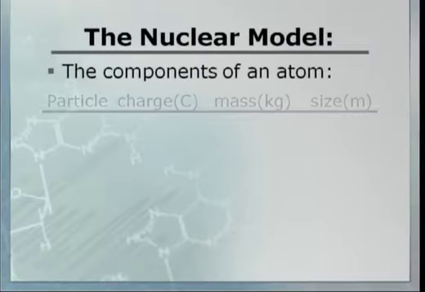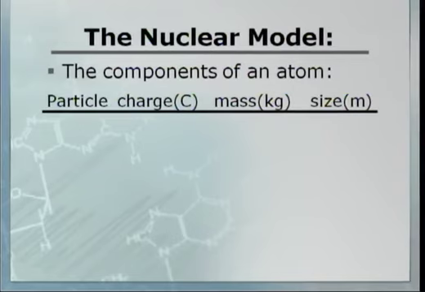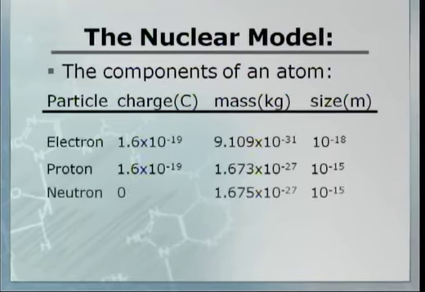All right, so with that, we can now look at the nuclear model in terms of the components of an atom, and this is what it would look like. For the different particles, the charge, the mass, and the size, here is the comparison between the electron, the proton, and the neutron. Notice that they have charges that are relatively small, using the unit of coulombs. Electron and proton have exactly the same charge. The only difference, of course, is the electron will have a negative sign attached to its charge.